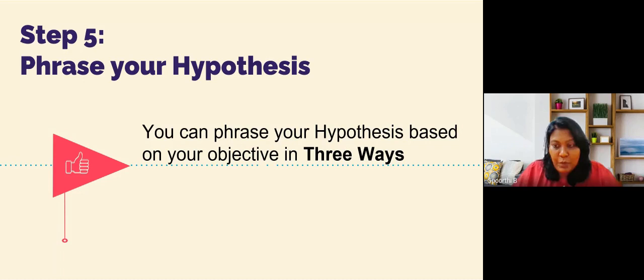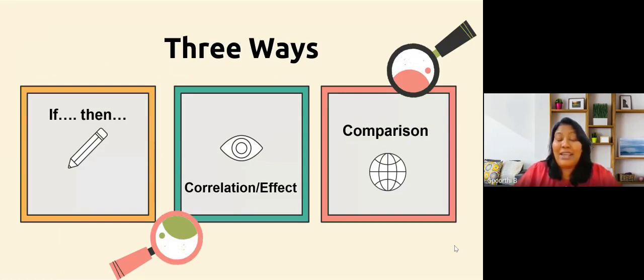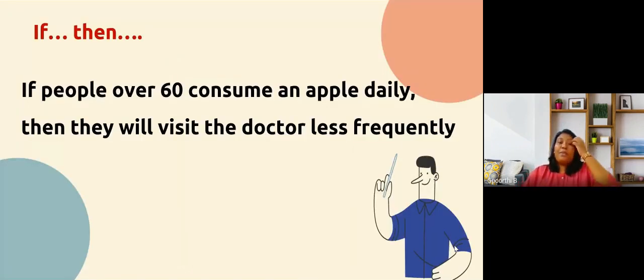All right, if you would like to, please take screenshots. Otherwise, if you want to write down, if you have notes, please go ahead. The 3 ways in which we can phrase our hypothesis: first is if and then, second is correlation, effect, and the last is comparison. Okay, let's look at the first one.